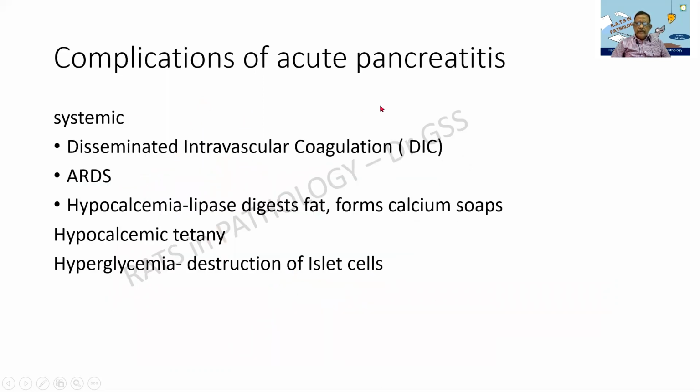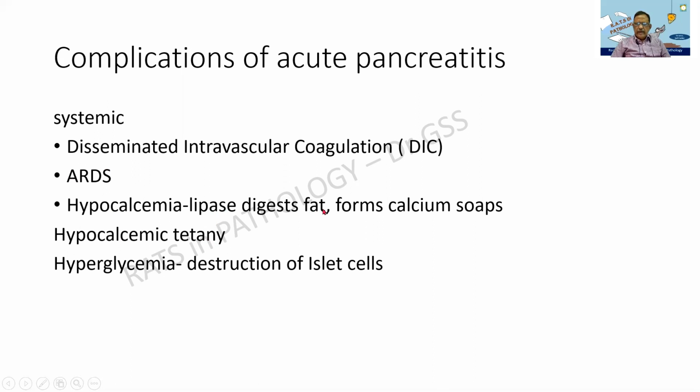What are the complications of acute pancreatitis? There can be systemic complications such as DIC, disseminated intravascular coagulation, one of the major complications. ARDS, adult respiratory distress syndrome. Surprisingly, the lungs are affected. Hypocalcemia, because of that, there can be a tetany.